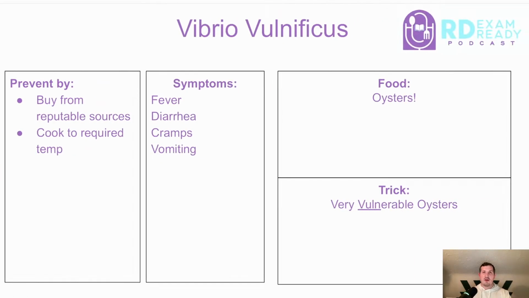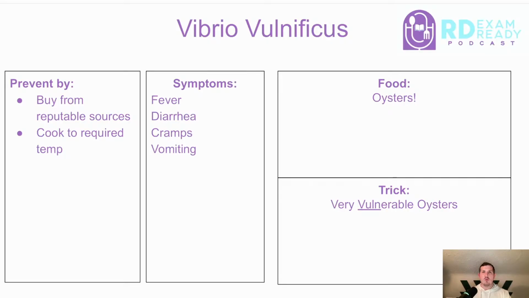Next one here is Vibrio vulnificus. It always sounds so cool to me, this one. I don't know why. We would want to prevent Vibrio vulnificus by, one, buying from reputable sources, and two, cooking to required temperatures. I'm going to jump over to our foods here really quick, or food specifically. Vibrio vulnificus usually affects oysters. And that's why when we say buy from reputable sources, that's what we're getting at with the oysters here.